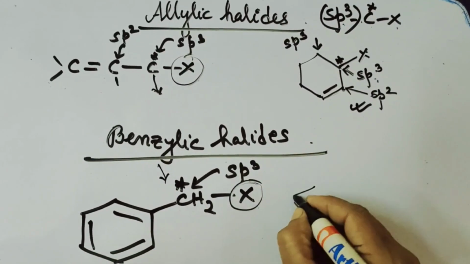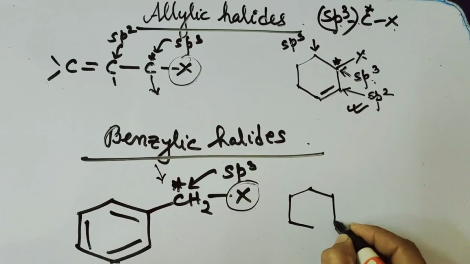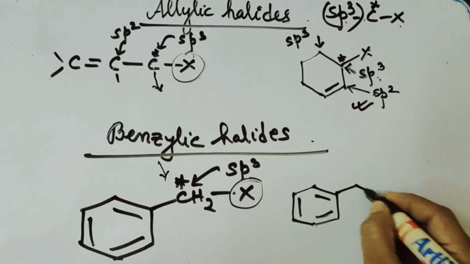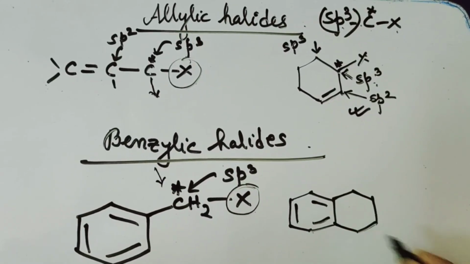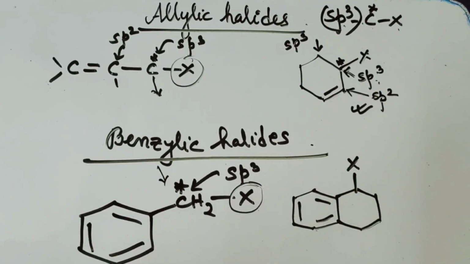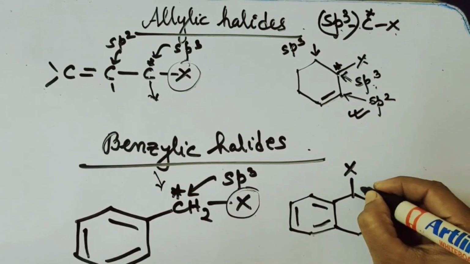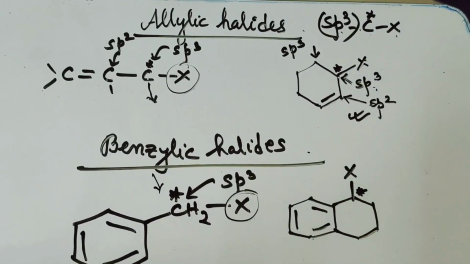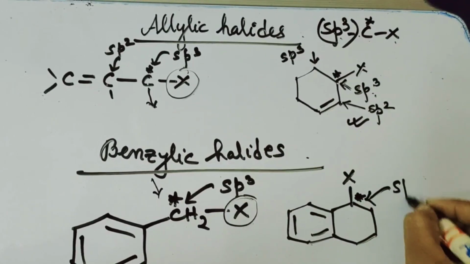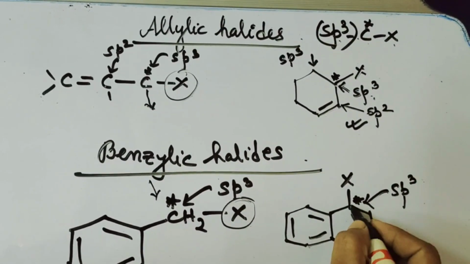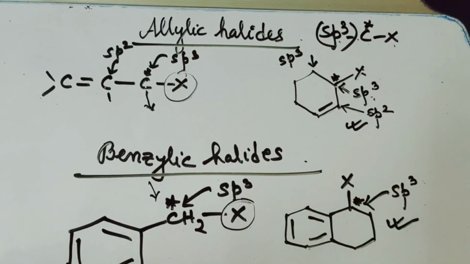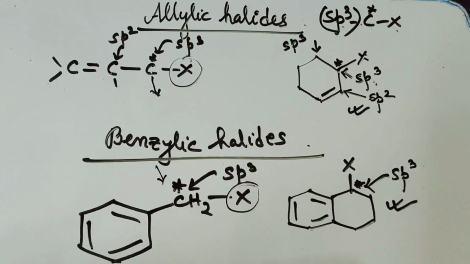Suppose I give you this example. This I can see is a benzene ring. Fine. Now to this ring, I make another ring over here without any pi bond. And I give a halogen atom to this position. So can we say it is the benzylic position? Because this is an sp3 carbon and it is directly attached to a benzene ring. So yes, this is also a benzylic position and it's a benzylic halide.